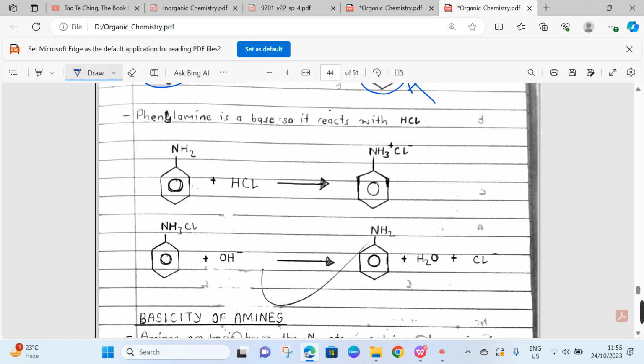Phenylamine is alkaline, it's a base, okay? So it reacts with acids like HCl to produce a salt, right? Like in this case, this is phenylamine, our base, plus our acid HCl to produce our salt. The salt structure has an NH3 there. It's NH3 plus and the chloride negative ion there. That's the structure or formula for our salt. So that salt now, when you add a base to that salt, it goes back to form phenylamine, water, and chloride ions. That's all.